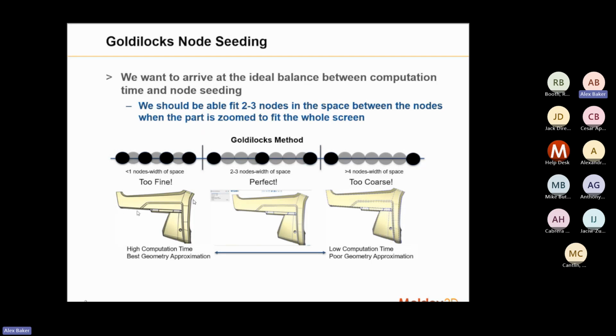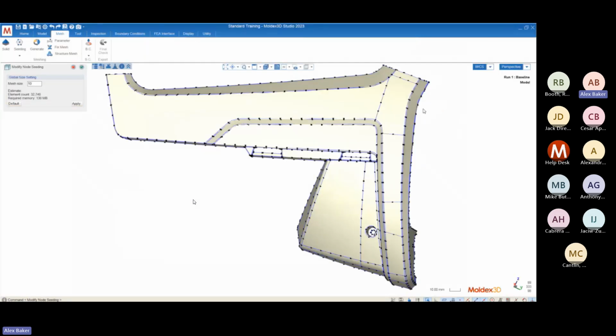Anything less than that is too fine. Anything greater than that is too coarse. We want it to be right in the middle, in that Goldilocks zone.